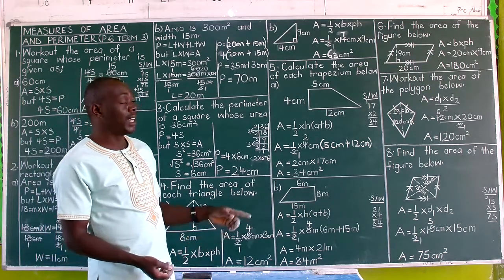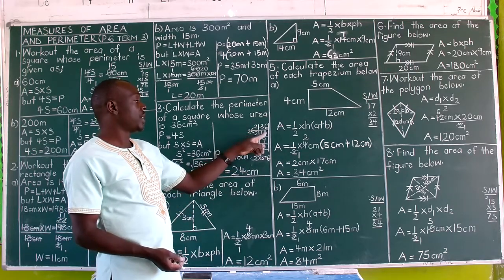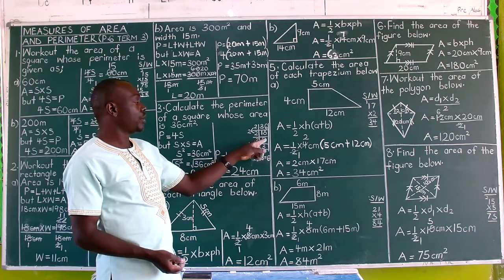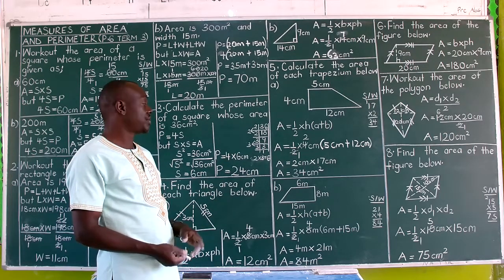So the first prime number is 2. Is 36 divisible by 2? Yes. You say 36 divided by 2, get 18. 18 again divided by 2, get 9. 9 is no longer divisible by 2, so the next prime number after 2 is 3.